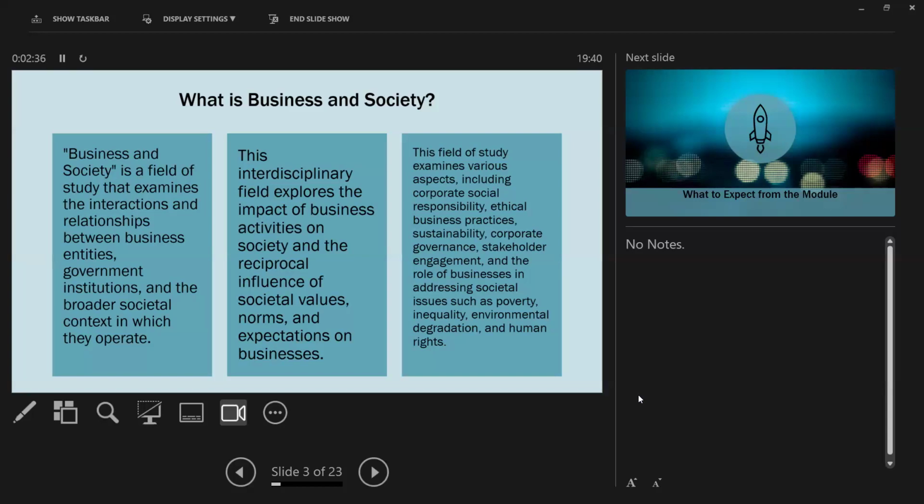It is an interdisciplinary field that explores the impact of business activities on society and the reciprocal influence of societal values, norms, and expectations on business.